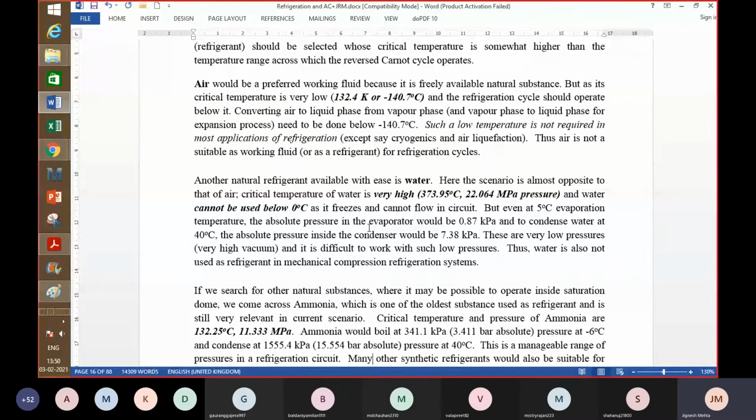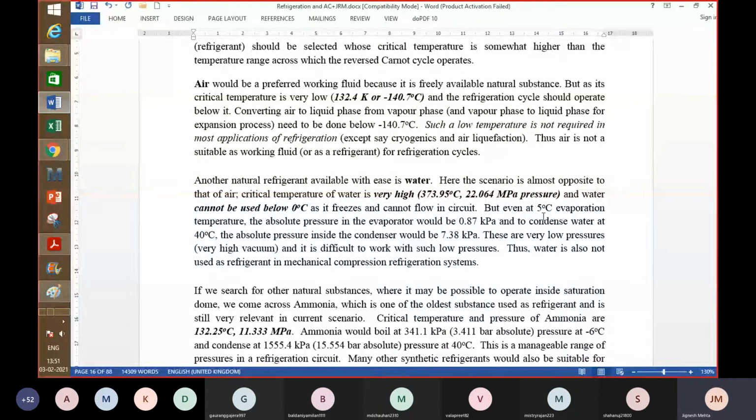But even above that, what will be the difficulty with water? Say you want to keep your evaporator at 5 degrees Celsius. What will be the pressure in the evaporator? It will be 0.87 kilopascal. This is absolute pressure. And if you want to condense at, let's say, 40 degrees Celsius, the absolute pressure inside the condenser would be 7.38 kilopascal. So these are very low pressures, or very high vacuum, and it is difficult to work with such low pressures.